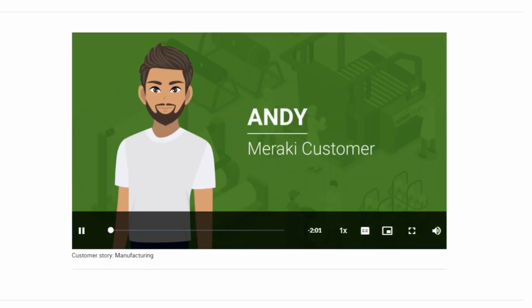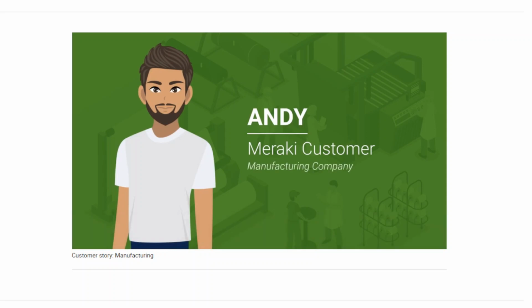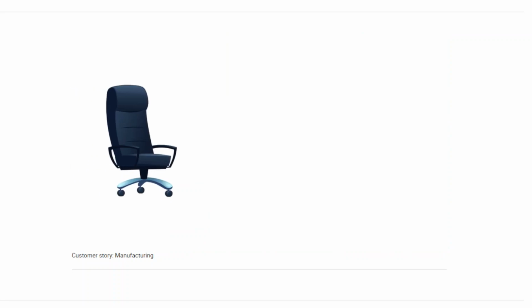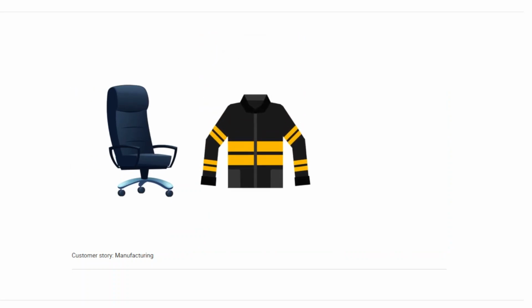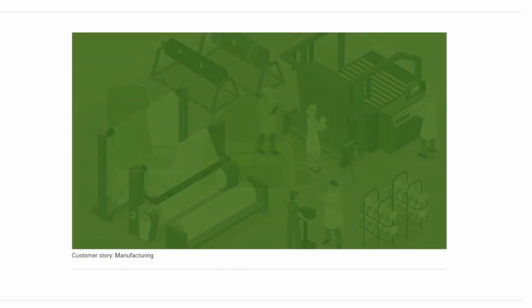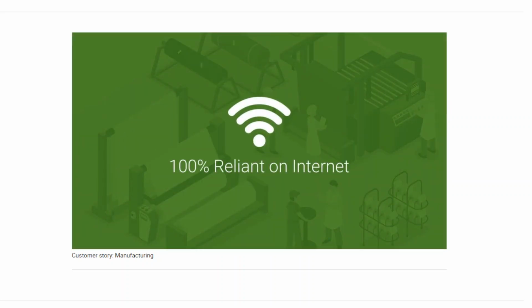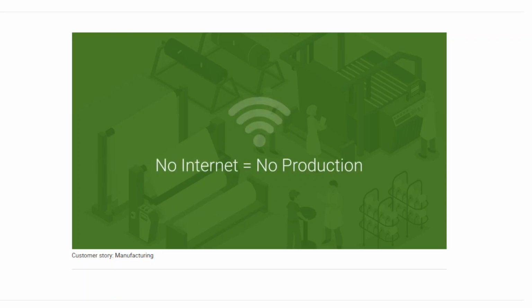Andy is a Meraki customer who works for a manufacturing company. This company in particular manufactures textiles, and they have a very diverse product line. They manufacture everything from office chair cushions and fire-resistant clothing to airbags for your car. Now, their manufacturing line 100% relies on the internet. That means if the internet goes down, so does their production.